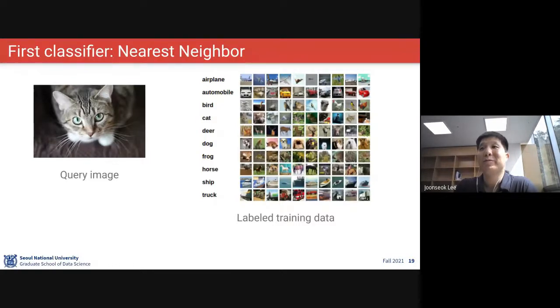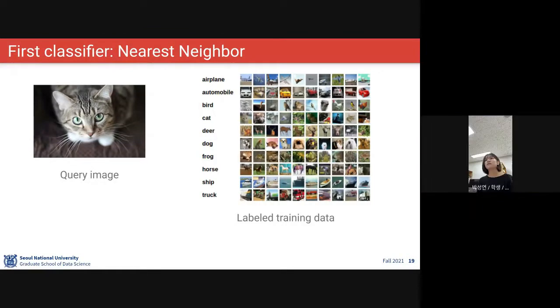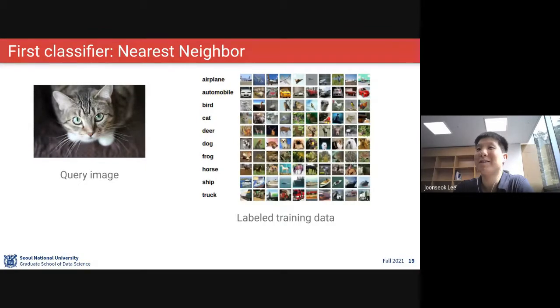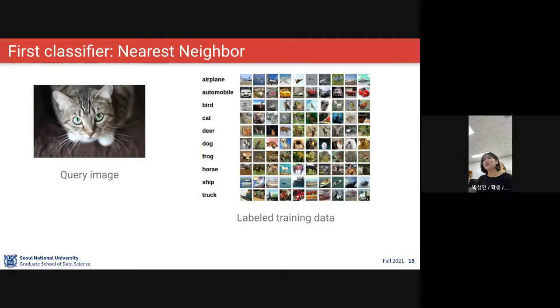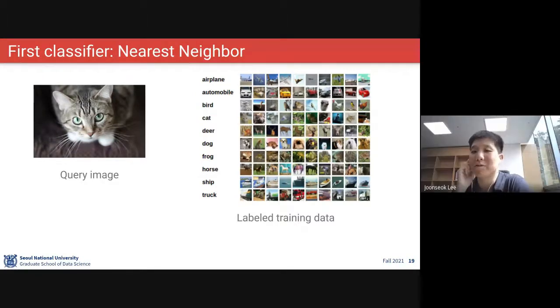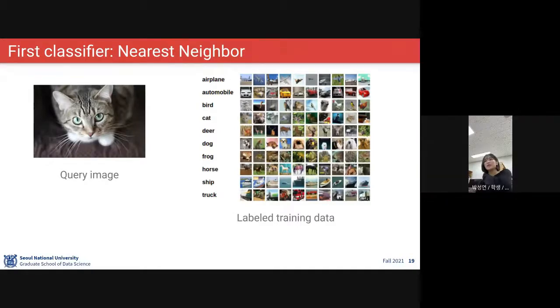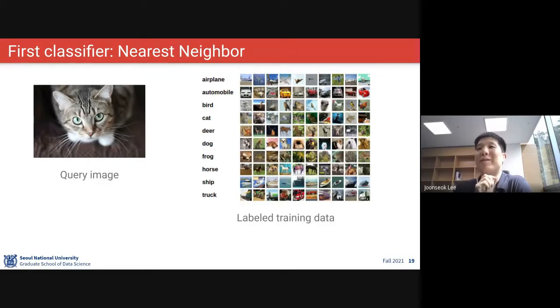Okay. Let me ask Seonghyun. Park Seonghyun. Yes. What is the expected output class for this image? Cat. How did you know that? Because the labeled training data says it is cat. Sorry, can you say that again? The labeled training data of a cat is similar to this query image. So how did you know that?